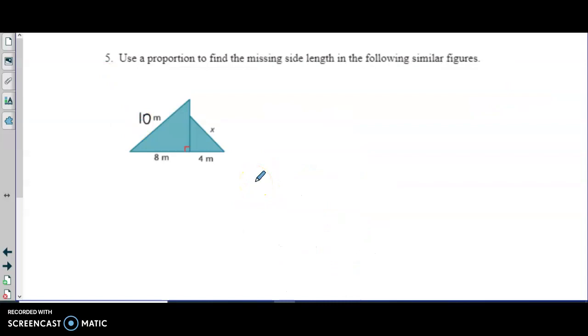Use a proportion to find the missing side length of the following similar figures. Again, they tell us it's similar, so we know the corresponding angles are congruent, and we know the corresponding sides are proportional. So let's just set up a first fraction. I always like to use my first figure for my first fraction, so I'm going to set up the fraction 10/8.